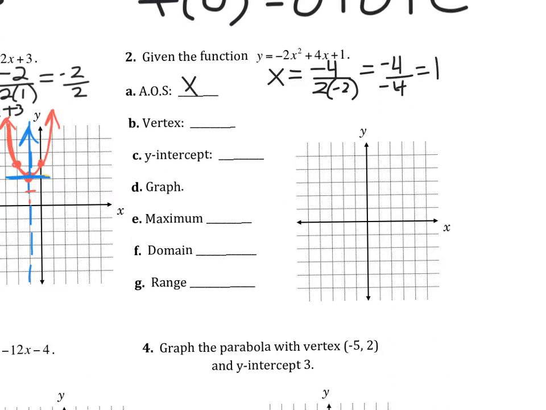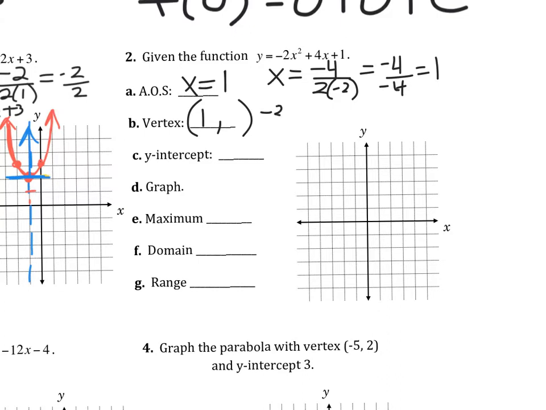Now it just so happens that all of my examples have x as 1 or -1 as your axis of symmetry. It doesn't always have to be 1 or -1. I just kind of picked some random problems and they all worked out that way. All right, so our vertex is going to be, our x value is 1. Let's take 1 and plug it in.